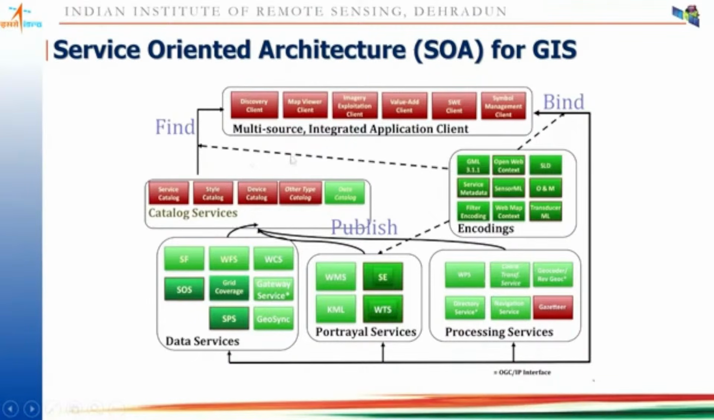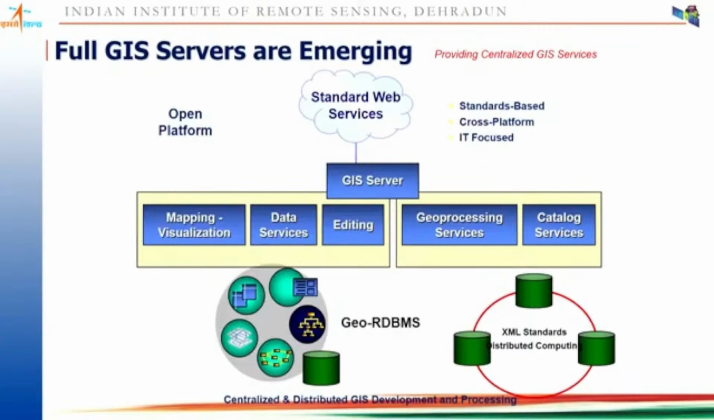There we have tried to use data from different sources. These days, although these are not theoretical, people have used them, and full GIS servers are now emerging. They are providing centralized GIS services in an open platform, or standard web services like map visualization, data services, editing, geoprocessing, cataloging. There are certain XML standards for that. They are all being developed and made available as a centralized and distributed GIS development platform.